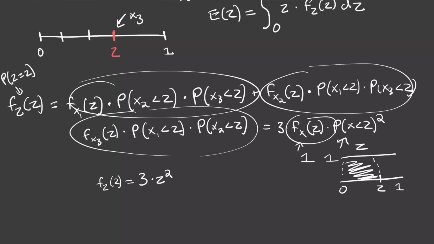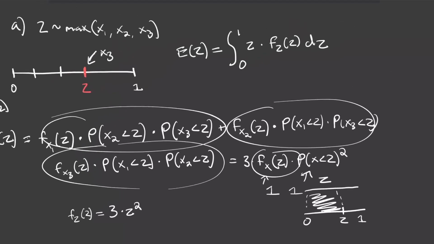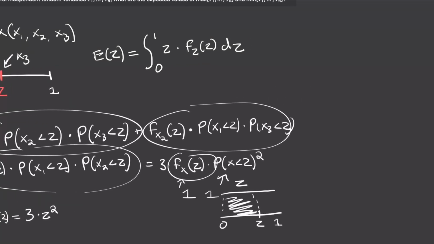And now all we have to do is just plug that into our expected value formula and solve this integral right here, and then we should get the expected value of the maximum, which is what we were trying to solve. So this is going to be the integral from 0 to 1 of z times 3z squared dz. So that's just going to be the integral from 0 to 1 of 3 times z cubed dz, which is just going to be equal to 3/4 times z to the power of 4 evaluated from 1 to 0, which is just equal to 3/4.